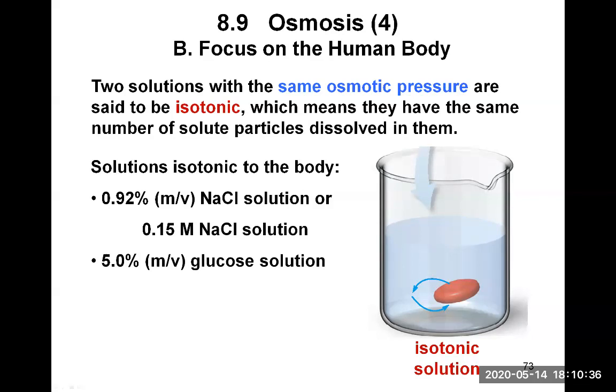The two arrows here symbolize the fact that water will move out of and into the cell, because there is always a dynamic equilibrium where water keeps coming out of the cell and then coming in, but it comes out and goes in at the same rate. That's why the volume of the red blood cell does not change.